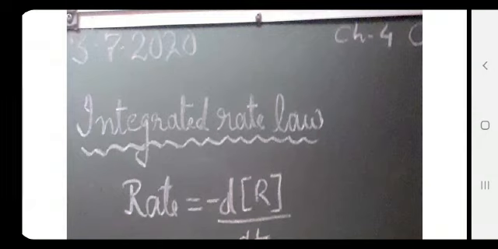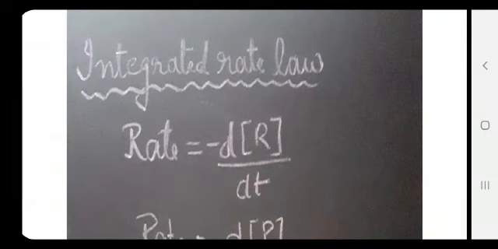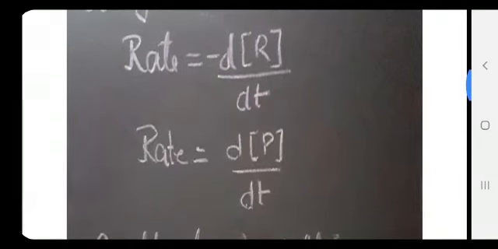Whenever we are talking about different types of reactions, the rate of reaction depends on the concentration of the reactant. It is the decrease in the concentration of reactant with time, and the increase in the concentration of product with time, that is the rate of reaction.